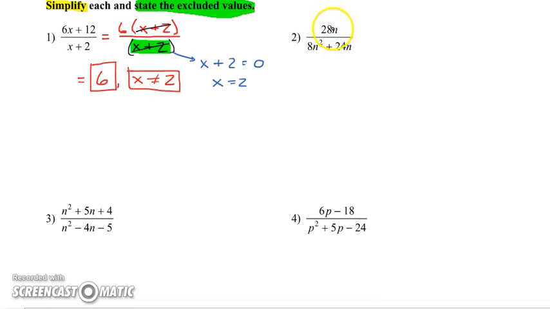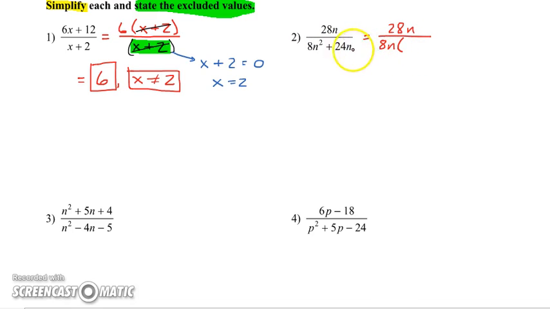If I look at number 2, the top, the numerator, is just one term. So there's really nothing to factor. I've got 28n. The denominator isn't a trinomial with n squared, n, and a number, so I can't do sum and product factoring. But I could probably pull out a greatest common factor. I think that 8 goes evenly into both terms, and I think 1n, the first power of n, goes evenly into both.